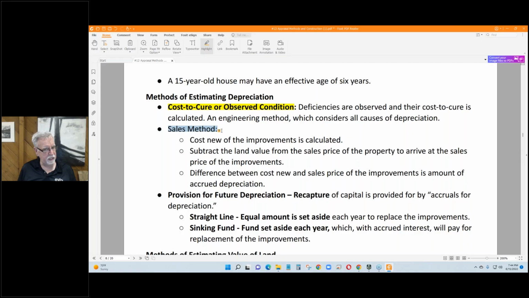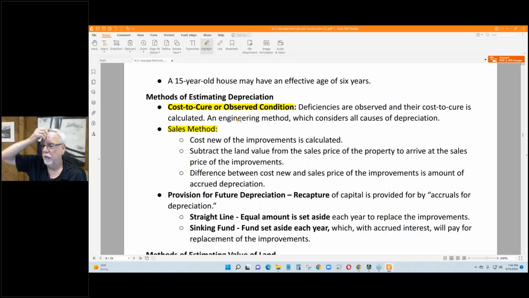We also could use the sales method, which would say, all right, what would the cost to build new improvements be? We would subtract the land value from the sales price to arrive at the sales price of the improvements. And the difference between the cost new and the sales price of the improvements is the amount of accrued depreciation. So if we knew that a brand new building like ours would sell for $5 million, but that building, like the ones we're looking at as a comparable, sold for $4.5 million, and we know that land, to make it easy, is $1 million.